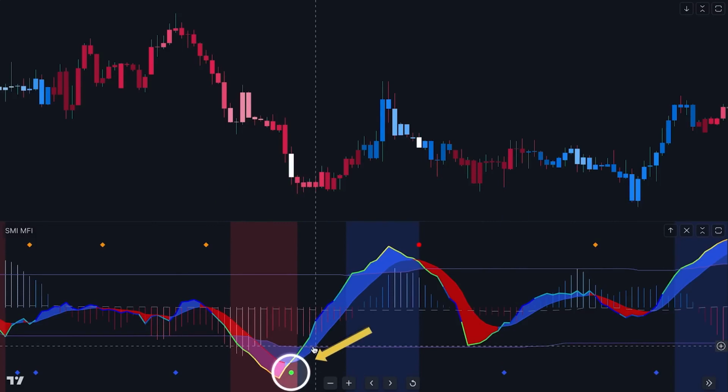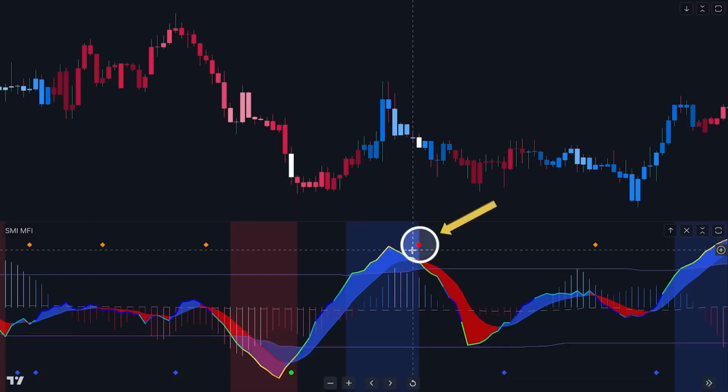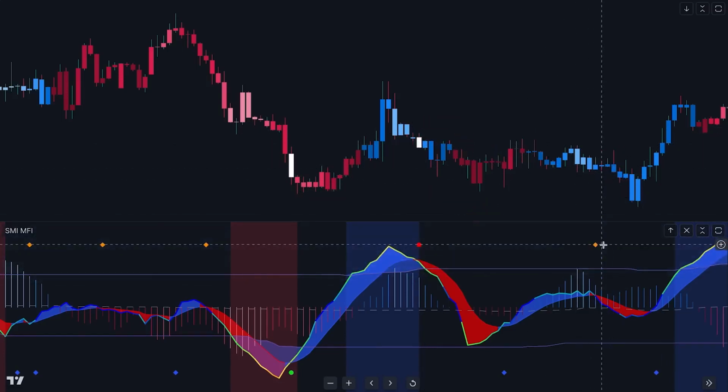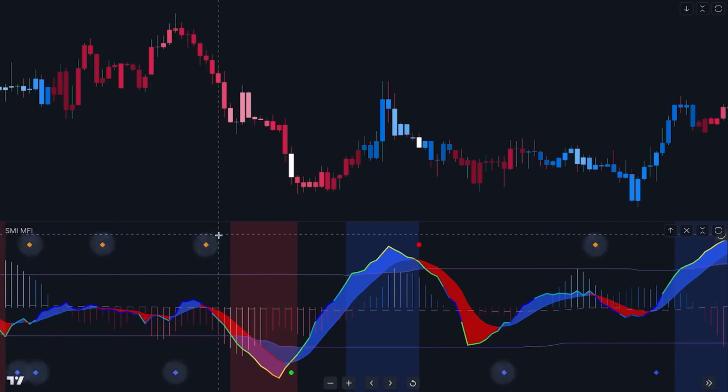A green dot is plotted if we have a cross while the TS and signal lines are below the oversold level, and it is considered a strong bullish reversal signal. Red signals are plotted if the lines cross while above the overbought zone and is considered a strong bearish reversal signal. Blue and yellow signals are considered weak reversal signals, but can still be used in conjunction with your analysis to identify early entry areas.